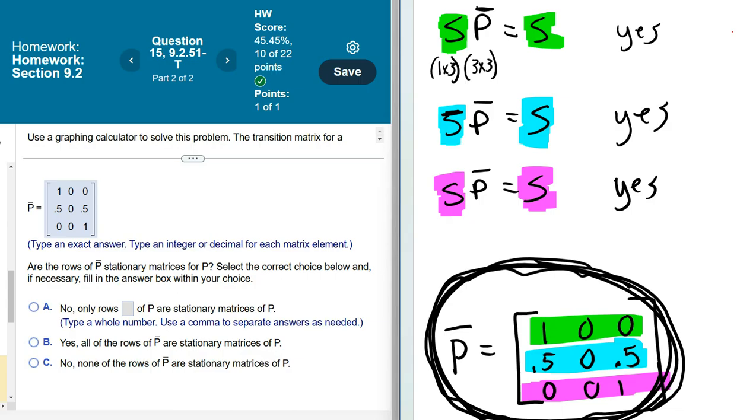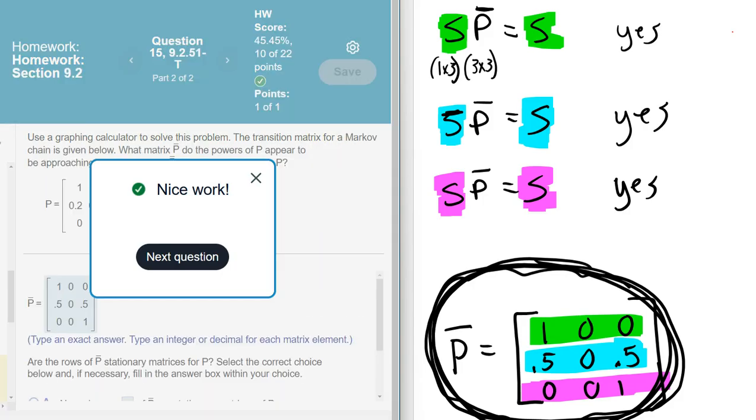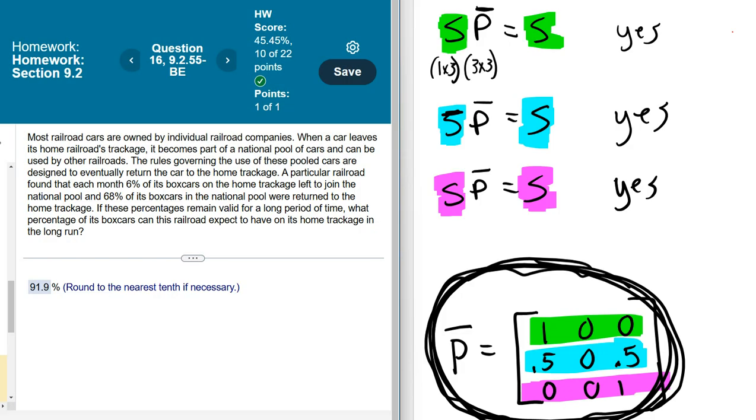So if you get no on these, you'll check C. If you get all of them, you do B. And then if not all of them, you say no, only rows blank and blank, use the separate, but it worked on all of them here. So check answer. Nice work. And I got it done. That was kind of a pain in the butt, but that's how you do that one. I hope that helped.